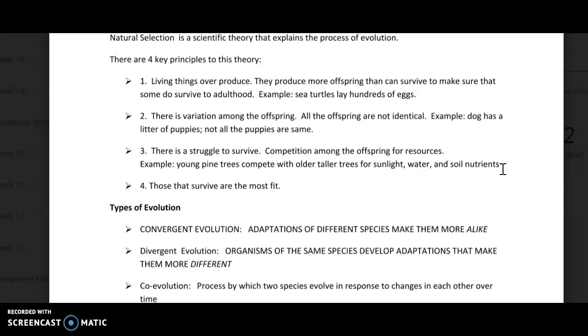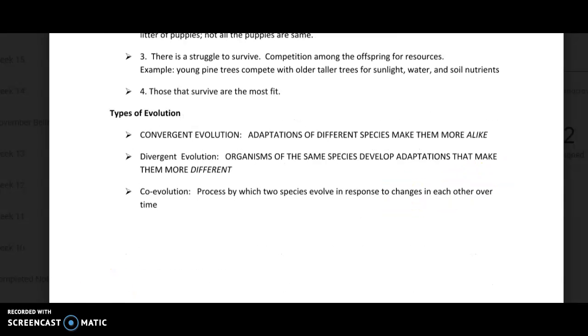But because there's competition, the one that's faster is going to get away from the predator. The one that's stronger is going to be able to fight off the others for food. There's competition, so it's the ones that are more fit that survive and then pass those more fit traits on to their offspring. And those who survive are the most fit. Which brings us to the types of evolution.